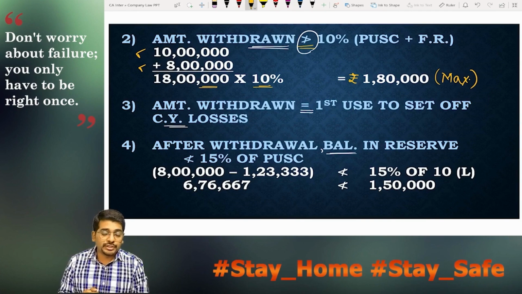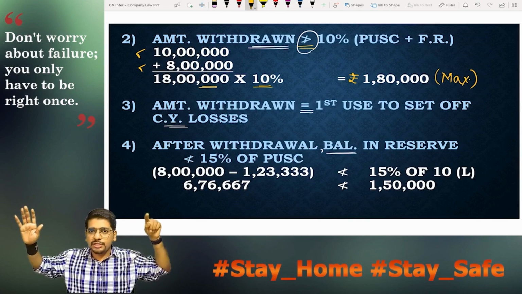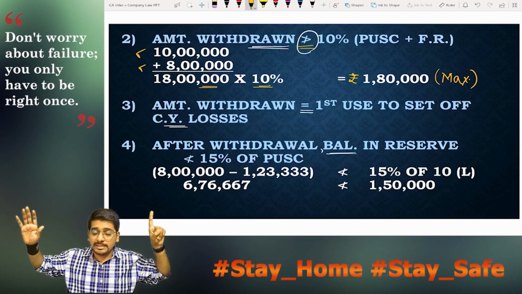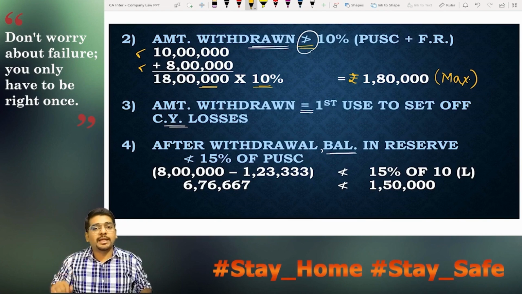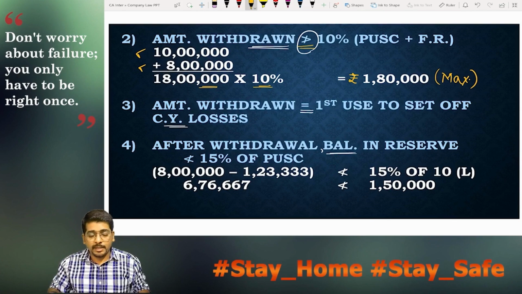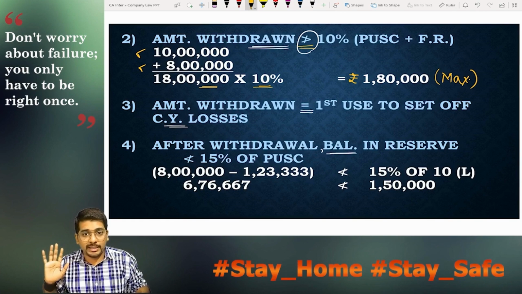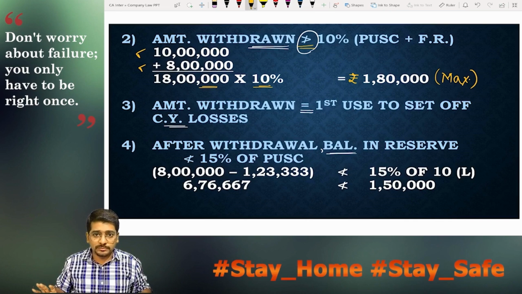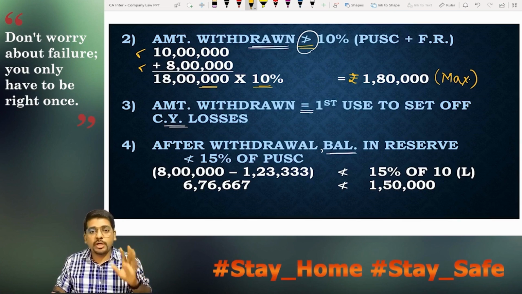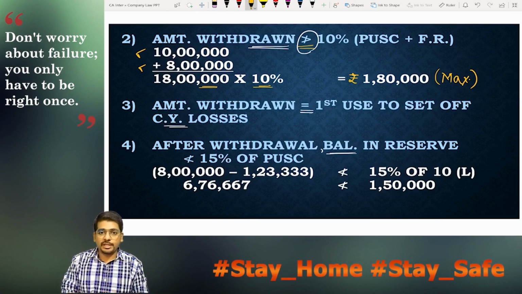Suppose condition number 2, maximum 1,80,000, and there are no current year losses, so the full 1,80,000 I can use for payment of dividend. If I use 1,80,000, am I contravening condition number 1, which said maximum 1,23,000? Yes, of course. So can you give 1,80,000? No, sir, I cannot. Second point you need to understand: if you give 1,23,000, while the second condition says you can give up to maximum 1,80,000, and 1,23,000 is less than 1,80,000, am I contravening any condition? No, I am not contravening any condition, and hence I can make the payment of dividend out of free reserves, considering condition number 1 also, up to 123,333.